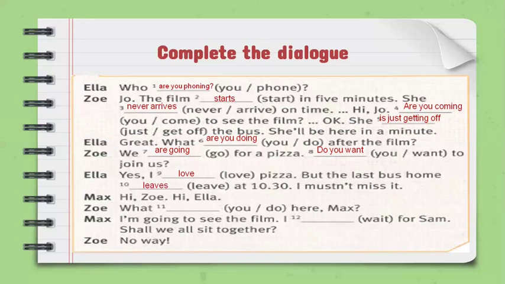10:30. Hi, Zoe. Hi, Ella. What are you doing here, Max? So Zoe is clearly surprised that Max is here. It's a spur of the moment question, and this is why it's in continuous. I'm going to see the film. I am waiting for Sam. So he's answering what he is currently doing. So he is talking about what he is doing at that exact moment, and this is why we use continuous.